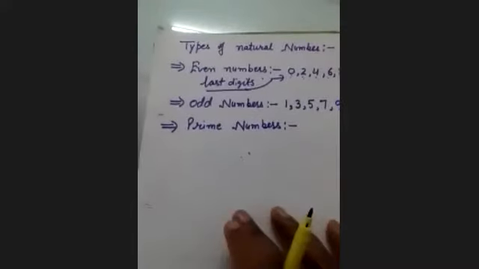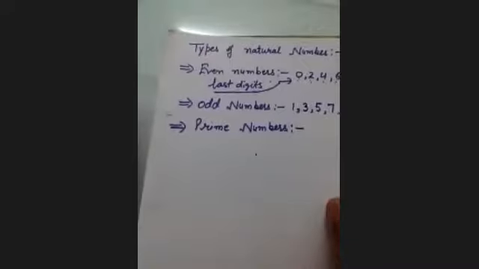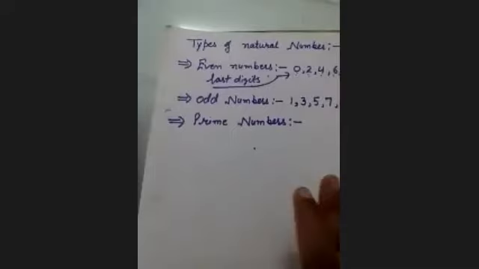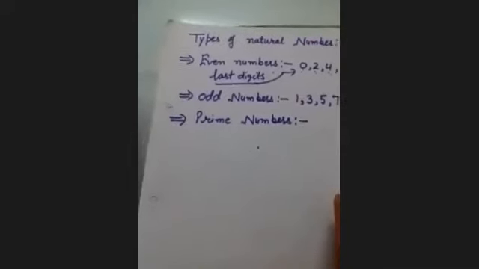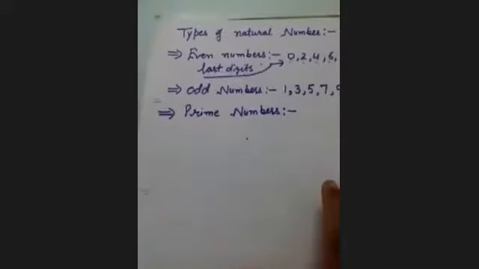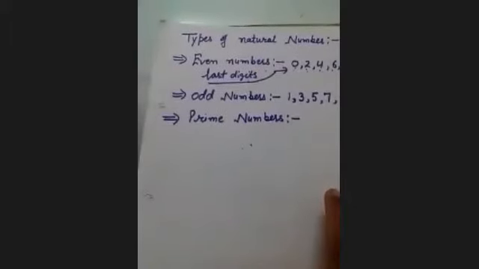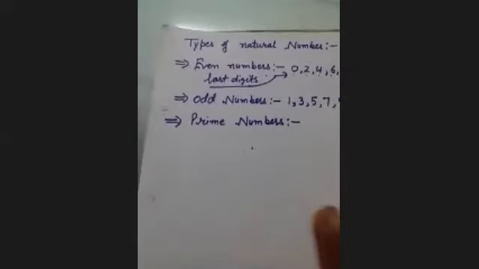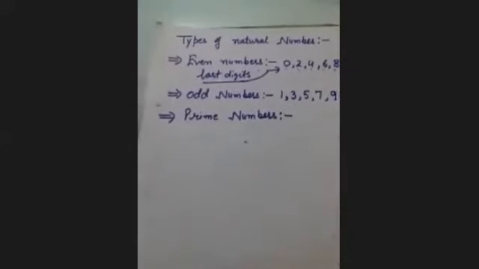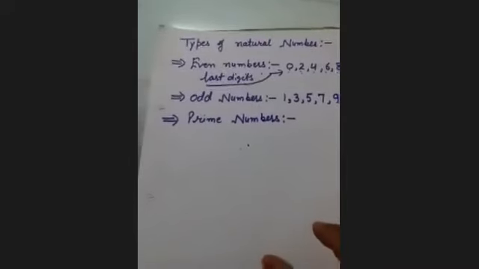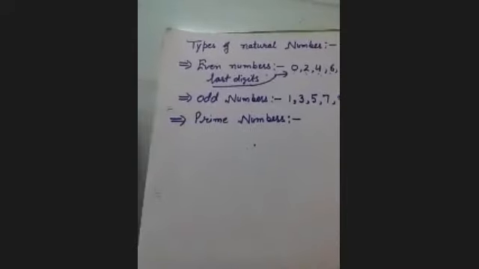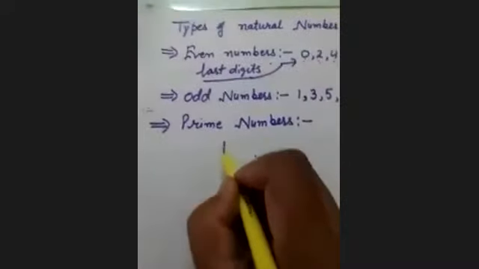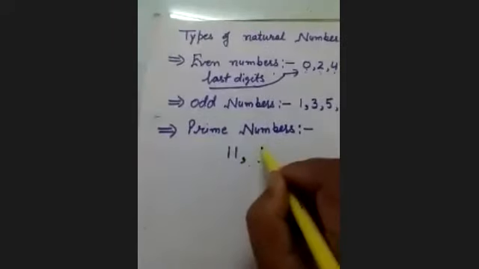Yes, friends, what are prime numbers? Any natural number which is greater than 1 and has only two factors: first factor is 1 and second factor is the number itself. Then these types of numbers are known as prime numbers. For example, 11, 13.